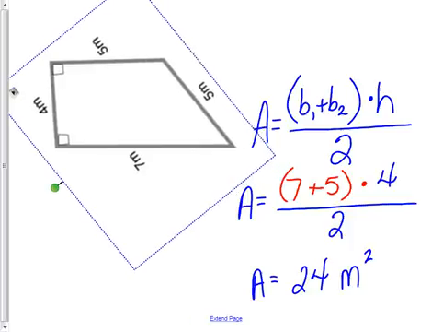Remember, there's no rule saying you can't rotate your paper to be able to look at the figure in a way that makes the most sense to you. Just remember that when you're looking at trapezoids, you're looking for one set of parallel sides. That set of parallel sides are going to be your base 1 and your base 2, and then your height is going to be the measurement which intersects both of those bases at a right angle.